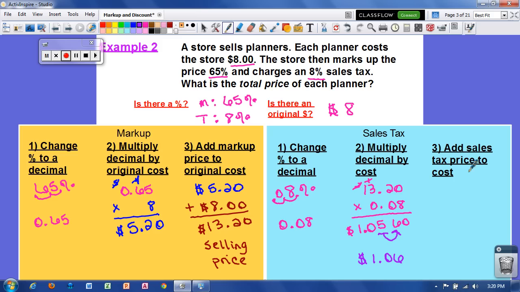So now we want to add the sales tax price to the selling price, okay? So we have sales tax of $1.06, and then our selling price was $13.20. So I am going to take this $1.06 and I'm going to add it to that $13.20. Now remember, got to line up those decimals. Alright, and whenever I add this together, I get $14.26. So that would be the total price for each planner.